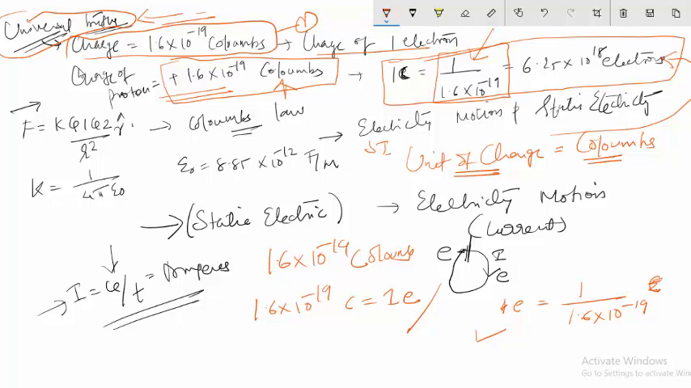This is the number of electrons needed for producing 1 coulomb of charge, which is close to 6.25 into 10 raised to 18 electrons.